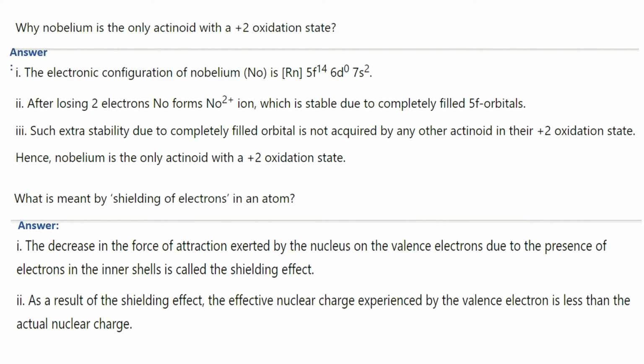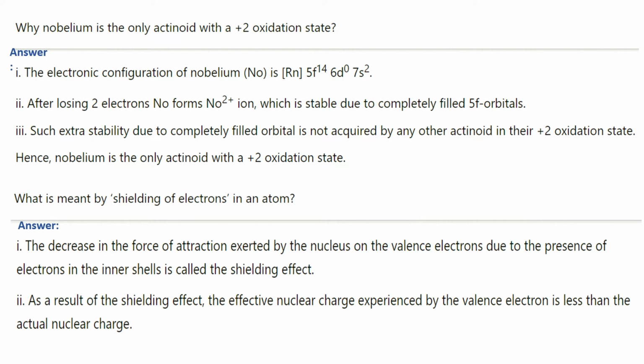Third question. Why is nobelium the only actinoid with a +2 oxidation state? Answer. The electronic configuration of nobelium is [Rn] 5f14 6d0 7s2. After losing 2 electrons, nobelium forms the No2+ ion, which is stable due to completely filled 5f orbitals. Such extra stability due to a completely filled orbital is not acquired by any other actinoid in their +2 oxidation state. Hence, nobelium is the only actinoid with a +2 oxidation state.